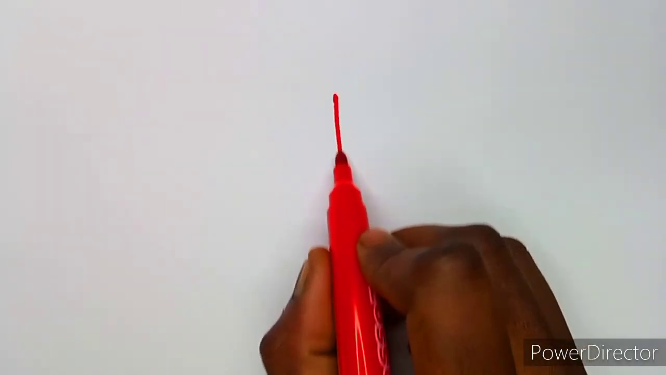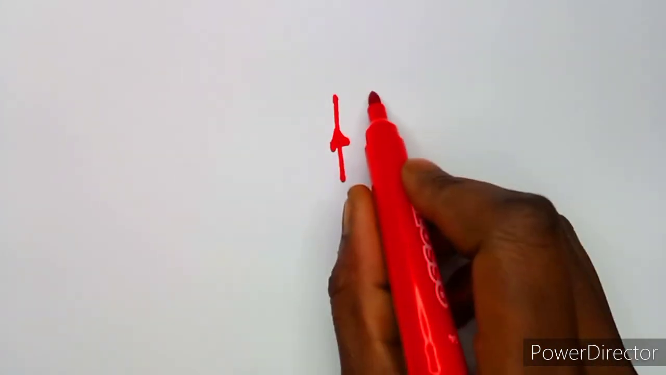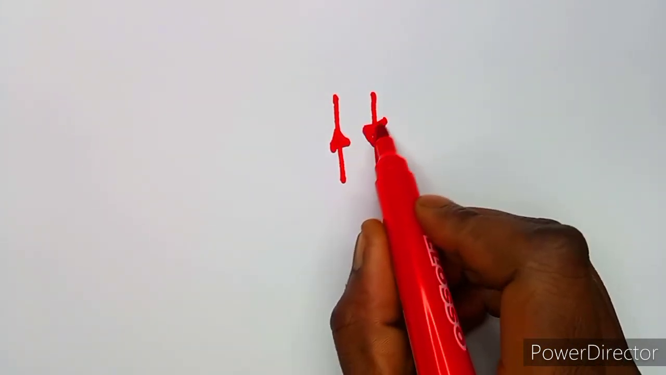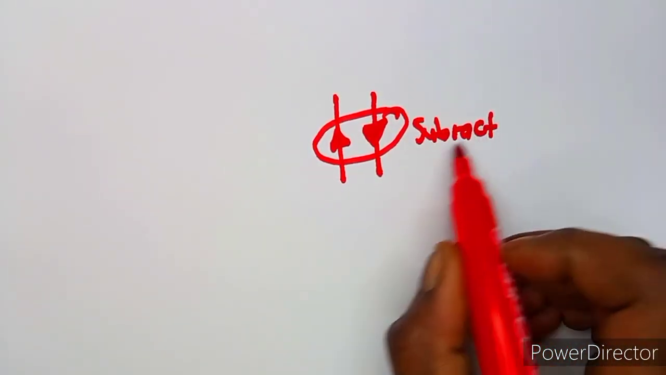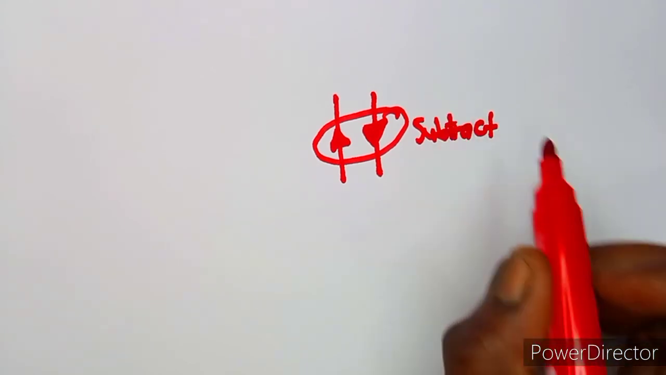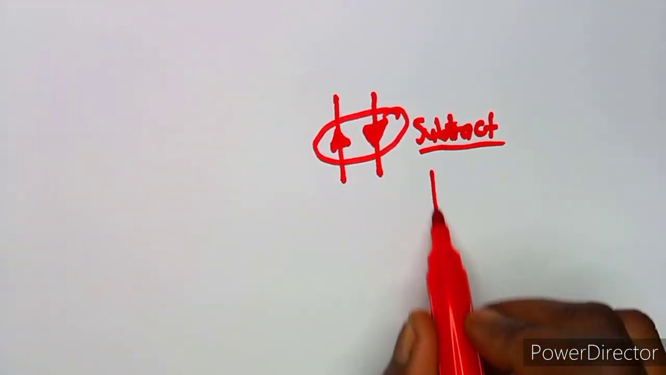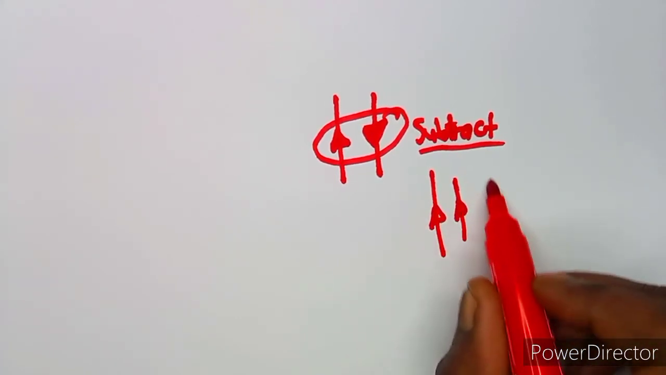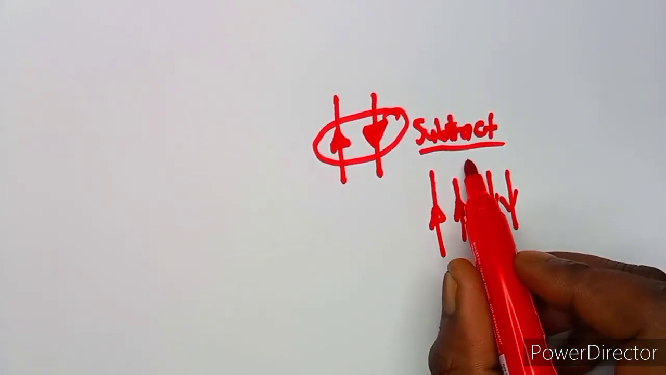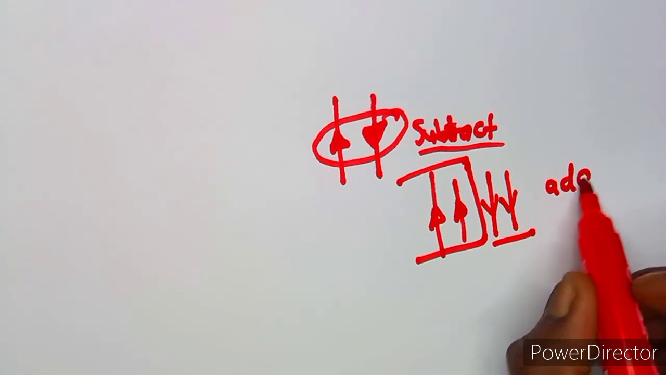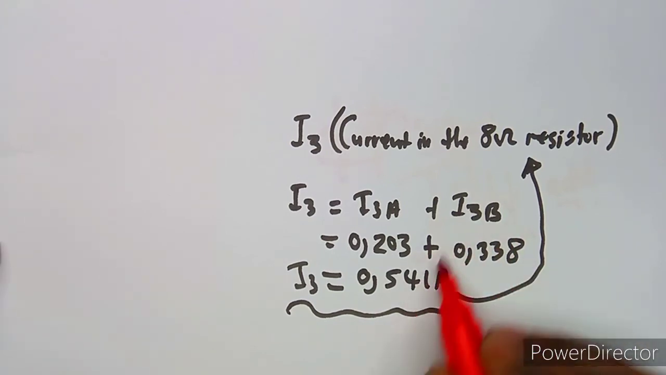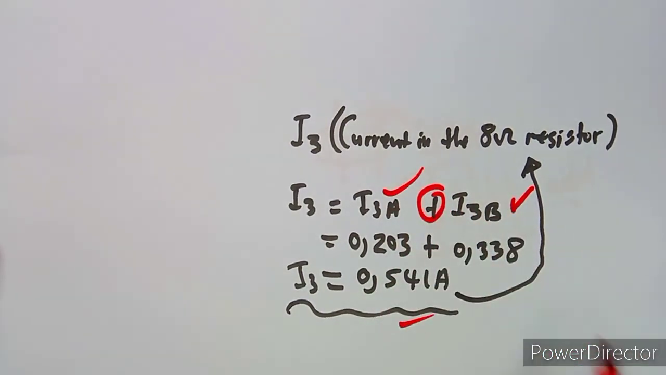Because sometimes another current might face this direction and another current might face this direction, so you have to subtract on a condition like that. You have to subtract like that. Okay, when they are facing the same direction, either like this, or like this, there you have to add. All right, so these are the typical conditions. As you can see here, we have to add because they are facing the same direction. So that will be the current that is flowing in the 8 ohm resistor.